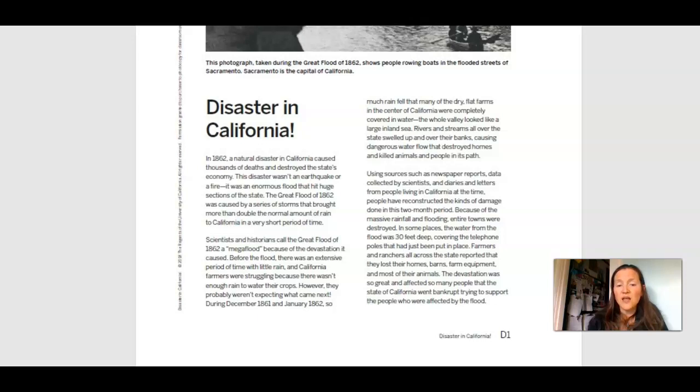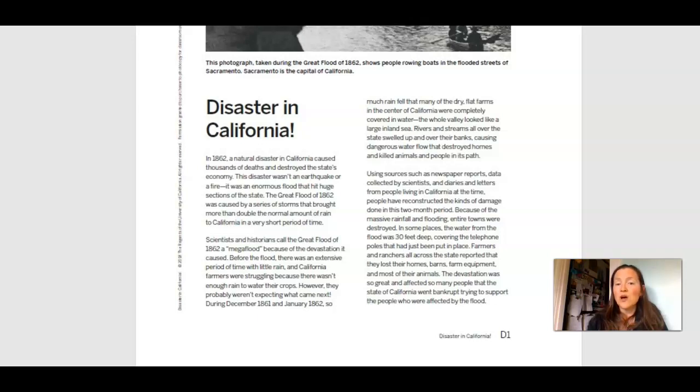Before the flood, there was an extensive period of time with little rain, and California farmers were struggling because there wasn't enough rain to water their crops. However, they probably weren't expecting what came next. During December 1861 and January 1862, so much rain fell that many of the dry, flat farms in the center of California were completely covered in water. The whole valley looked like a large inland sea.